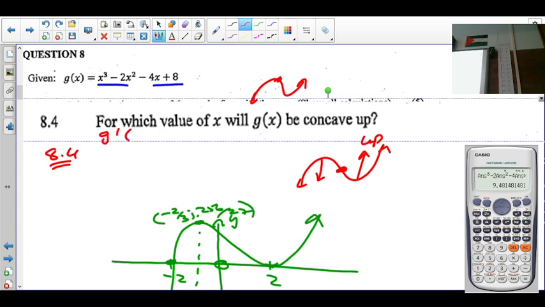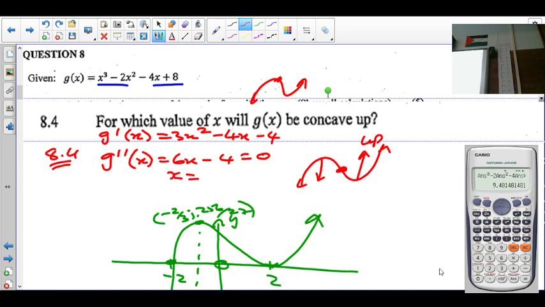So g dash x is equal to 3x squared minus 4x minus 4. So g double dash of x, of course, is going to give you 6x minus 4. Is that equal to 0? So x works out to be 4 over 6, which is 2/3. So if x is equal to 2/3, then it has to be in that direction. So in other words, x has to be greater than 2 over 3.